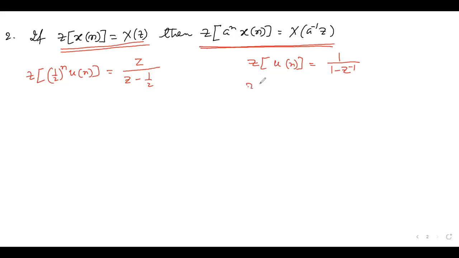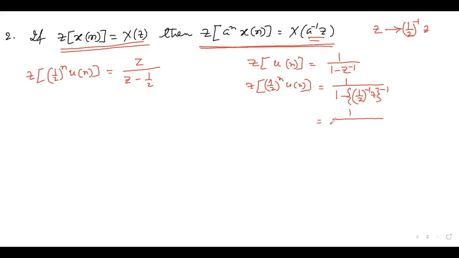Now if you want to calculate the Z transform of half to the power n u[n], replace z by a inverse z, that is, replacing z by half inverse z. That means 1 by 1 minus half z inverse, which is z by z minus half. That is called the multiplication property.